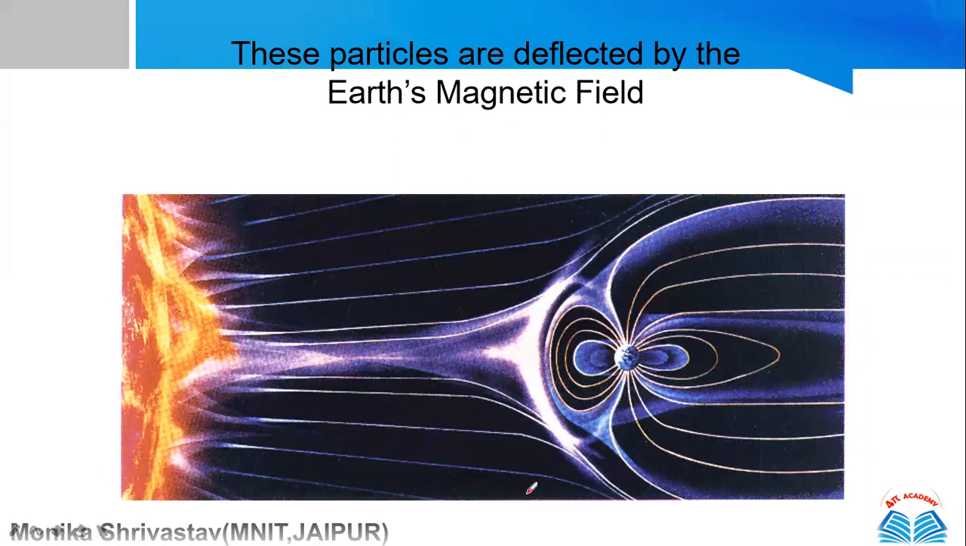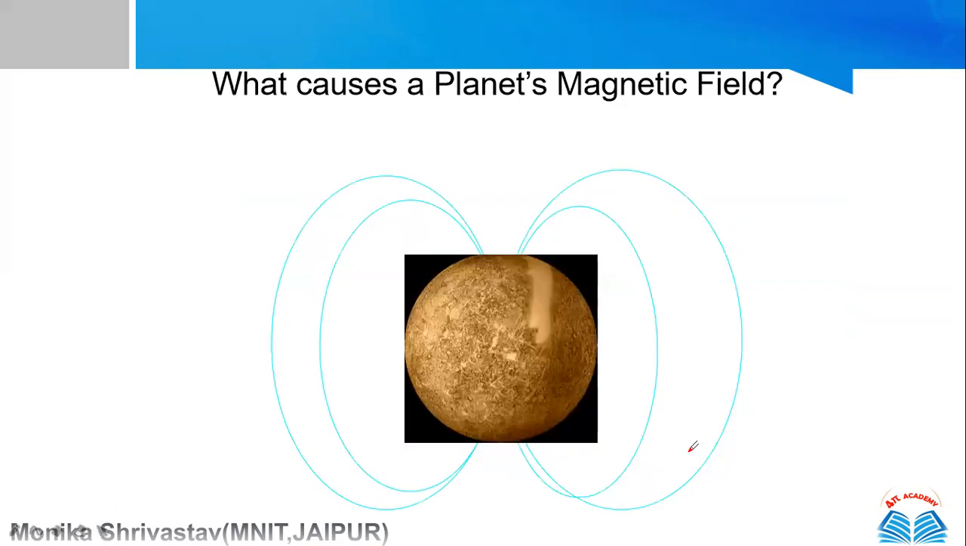So this is our Earth's magnetic field. We can say this is Earth and this is our Earth's magnetic field. Solar winds are coming. Those charged particles are coming with high pressure, high energy and high velocity, and getting stuck with these magnetic field lines. Like a protection layer, it is protecting our Earth.